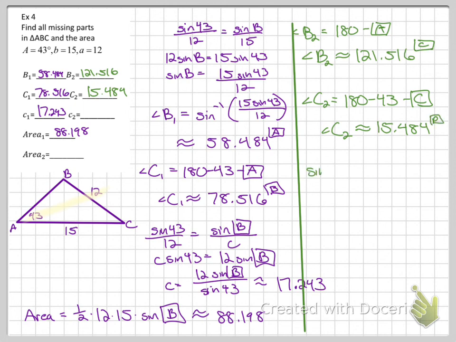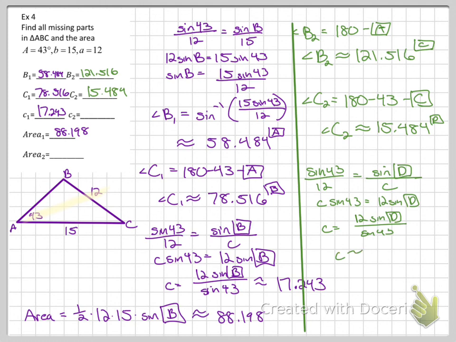Then we did our sine. Sine 43 over 12, that's not changing, is going to equal sine of angle C, which is in button D, divided by lowercase c. Technically this is C2, you should get 4.698. See if you can find the area.